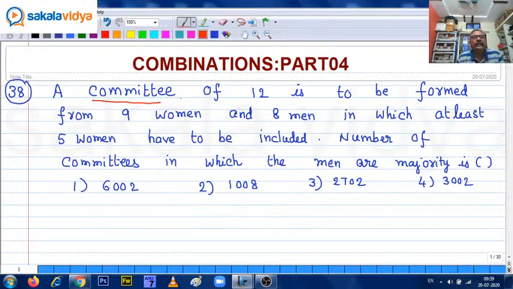A committee of 12 is to be formed from 9 women, 8 men, in which, this is a very important keyword, at least 5 women. At least 5 women means actually out of 12, how many women are there? 5 women, 6 women, 7 women, even 8 women, 9 women can be selected. But one more condition is there.